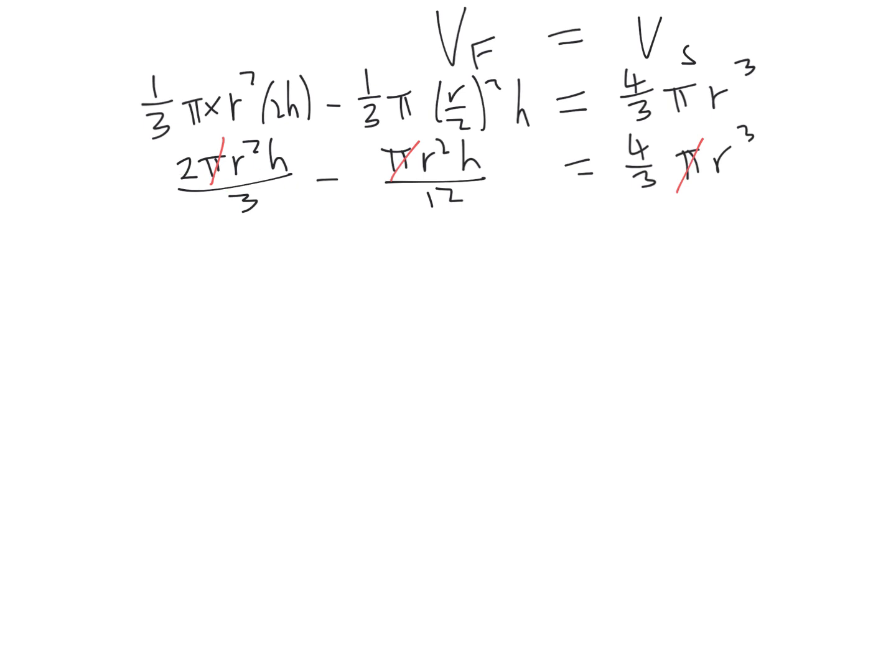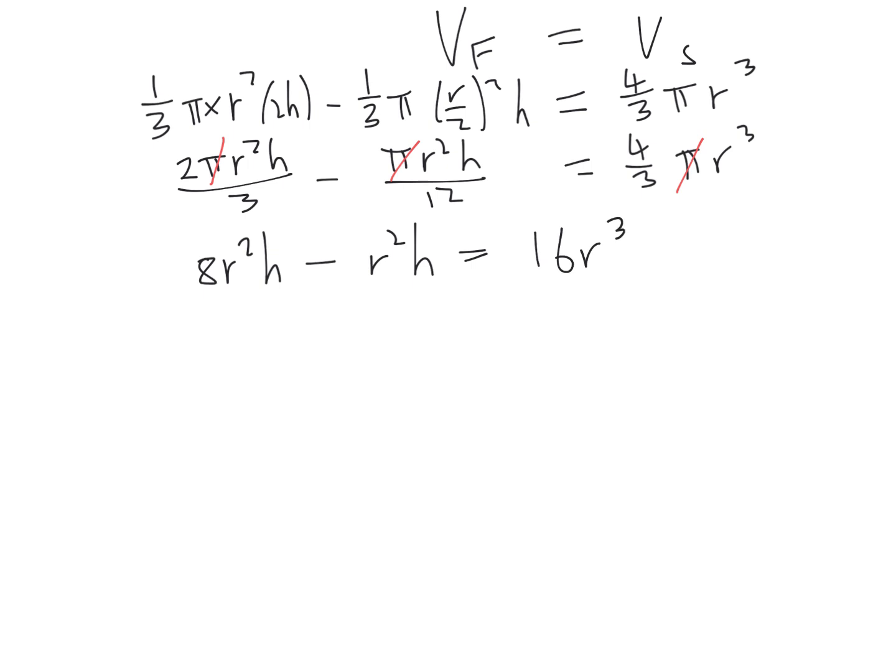If we times 2/3 by 12, we would get 8. So that's 8r squared h. If we times this fraction by 12, the 12 just disappears. So r squared h. And if we times this one by 12, that would give us 16r cubed.